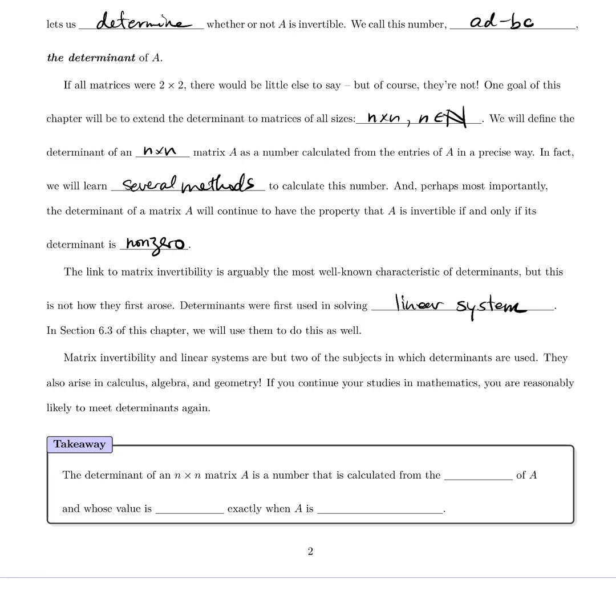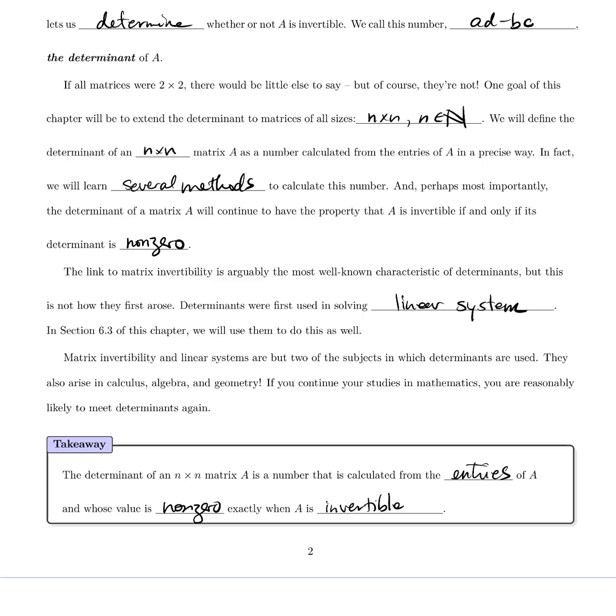Matrix invertibility, linear systems, these are only two of the ways in which determinants are used. They arise in calculus, in algebra, and geometry. So if you continue to study mathematics, I'm sure you're going to meet determinants again. So the takeaway: the determinant of an n by n matrix A is a number that is calculated from the entries of A and whose value is non-zero exactly when A is invertible.